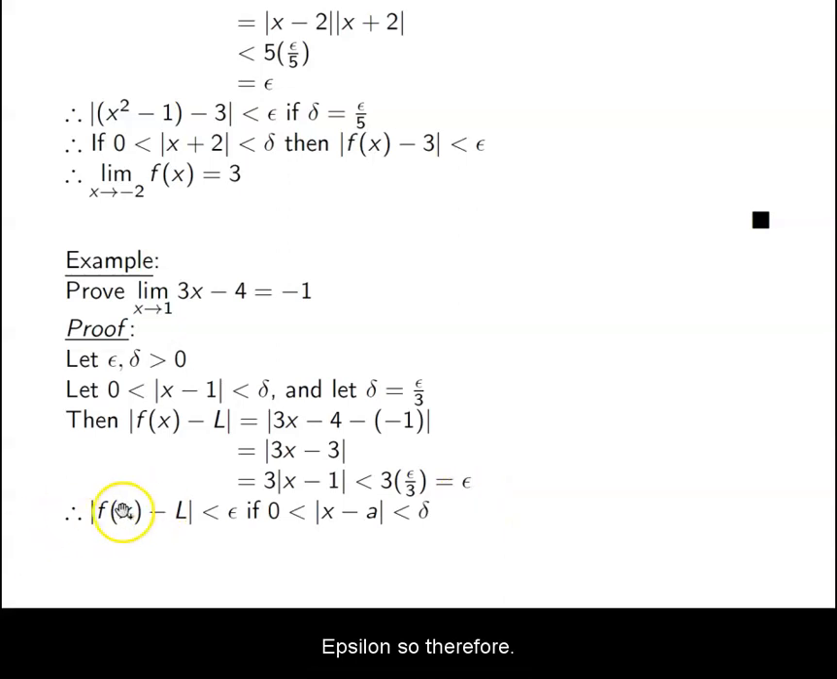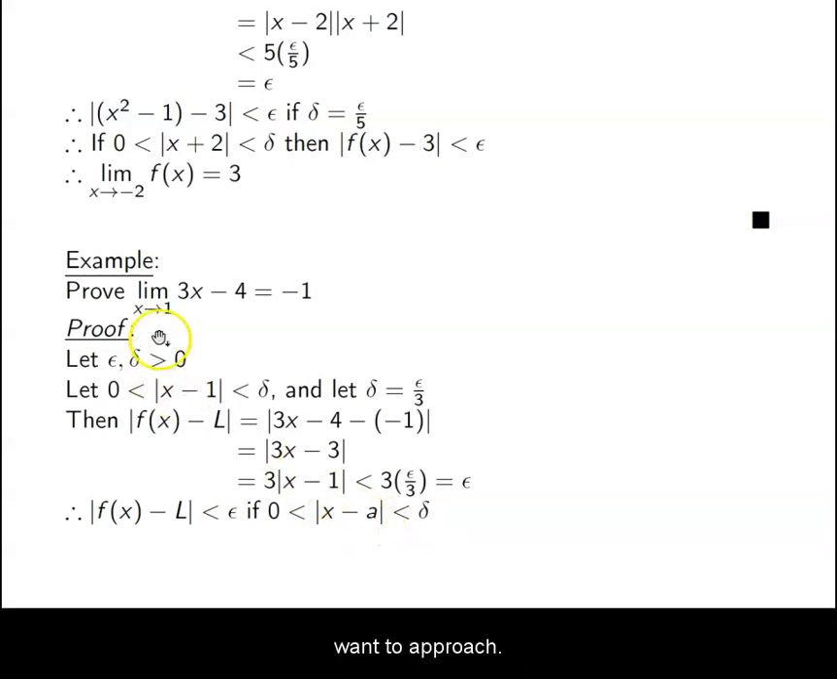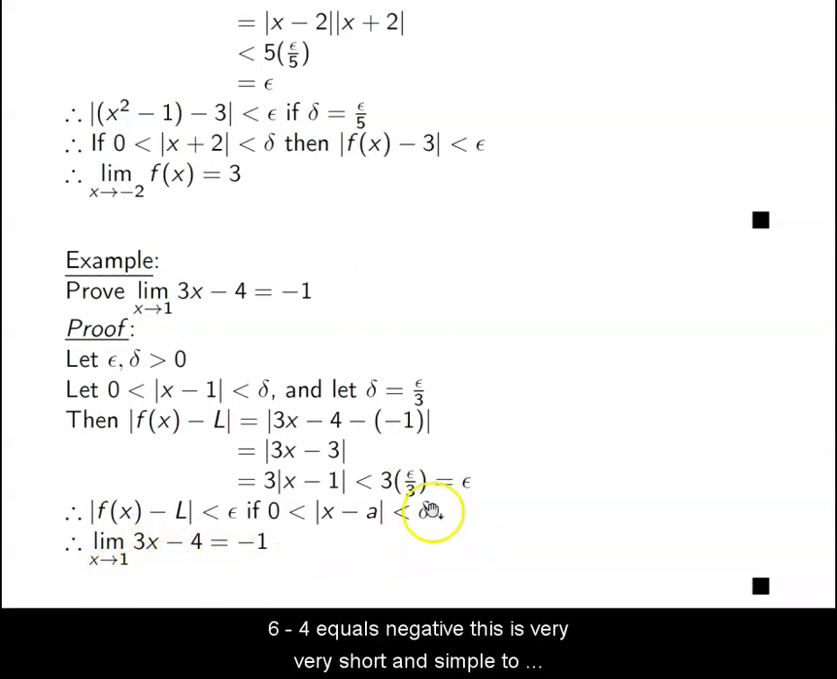Okay, so therefore the distance between my function and its limit is less than any choice of epsilon if the x values that I'm plugging in are close to my limit, within a tolerance of delta. Okay, therefore the limit as x goes to 1 of 3x minus 4 equals negative 1. You see how this is very, very short and simple and to the point. I didn't have to have several choices here, and that's because it's not a square function, so it makes it a lot easier to write a proof for something like this.